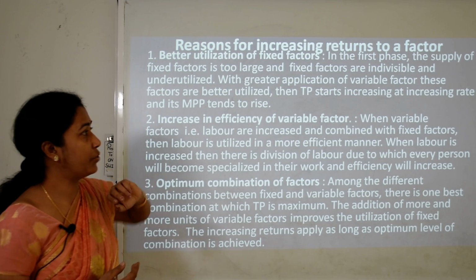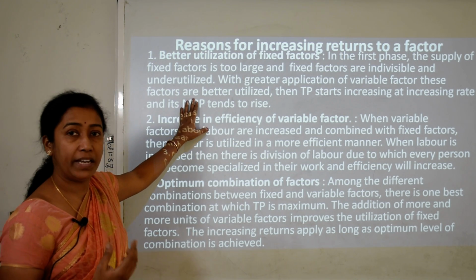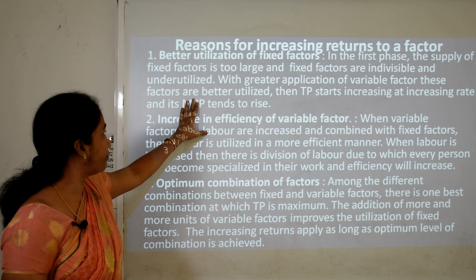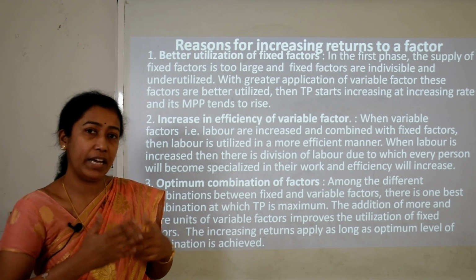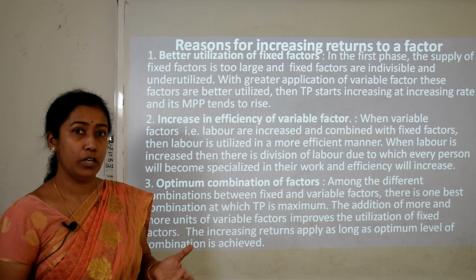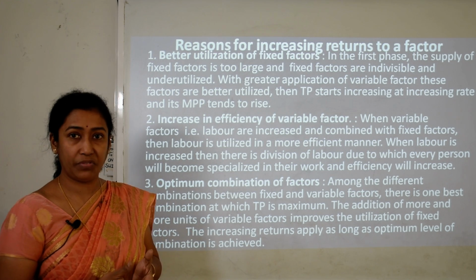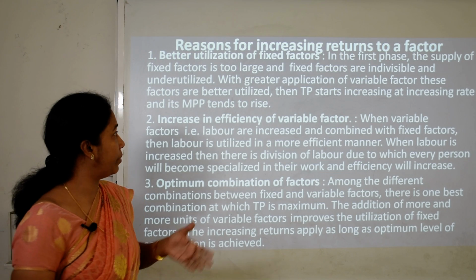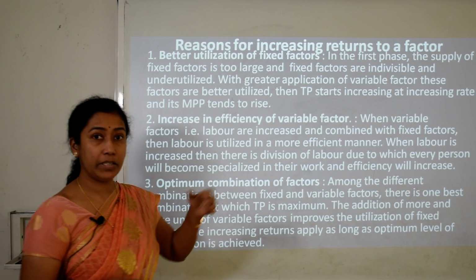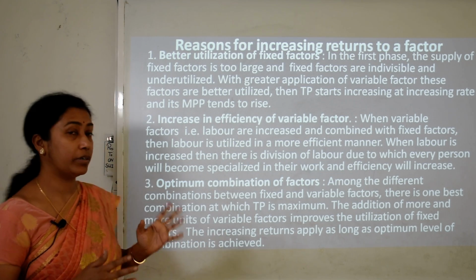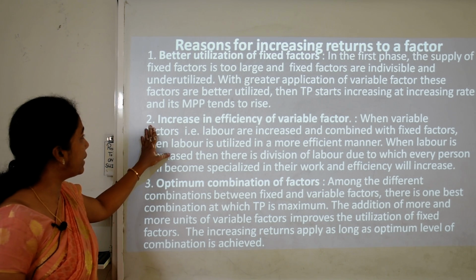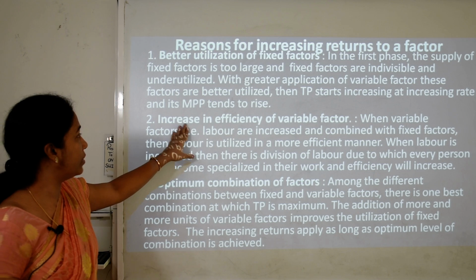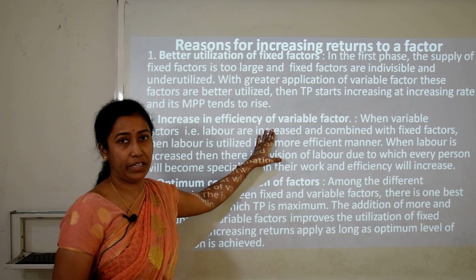With greater application of variable factor, which here is labor, factors are better utilized. That means we have more labor, and we also have the fixed factor, that is land, so we can better utilize both factors, land as well as labor. Then total product starts increasing at an increasing rate, and marginal product is also increasing. This was the first reason. The second reason for increasing return is increase in efficiency of the variable factor.